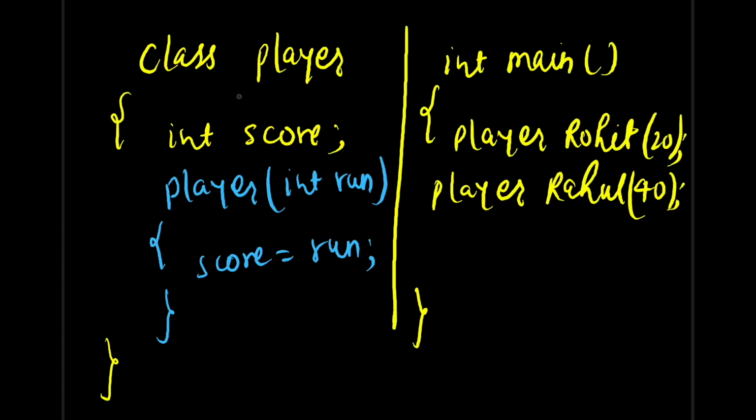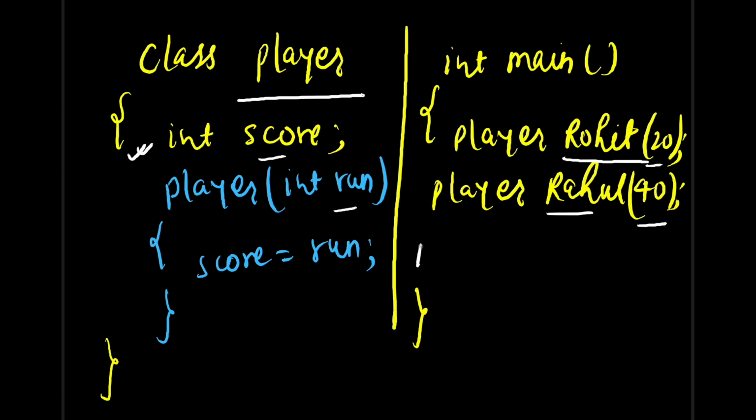I have taken an example here, and we have a class called player, which has an attribute called score, where I'll store how many runs a player has scored. Inside this I have a constructor for this player, which takes an argument of how many runs that player has scored. And inside the main I have created an object called Rohit, who has scored 20 runs, and Rahul has scored 40 runs.